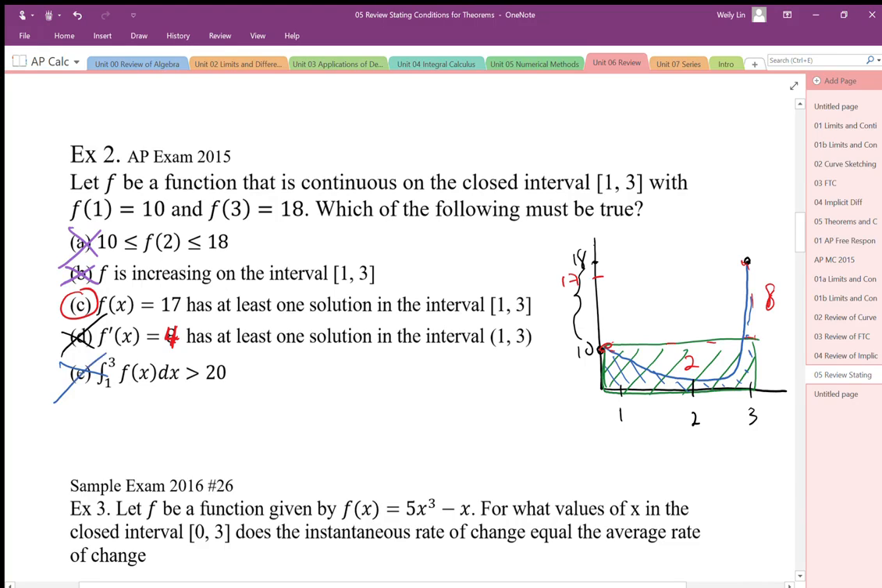So there it is. The answer for this one would have been C based on IVT.